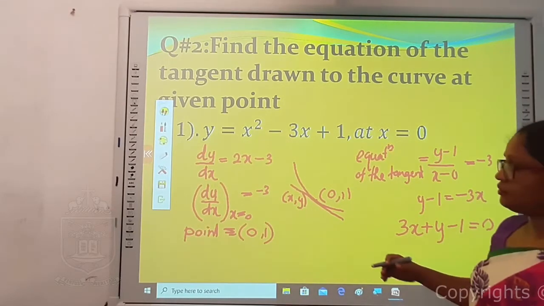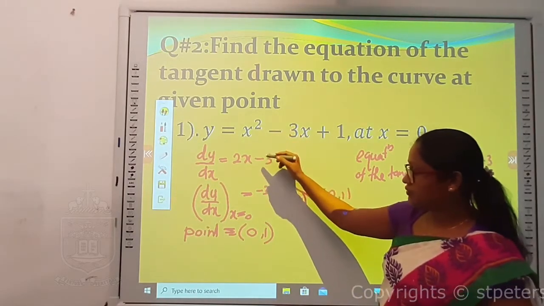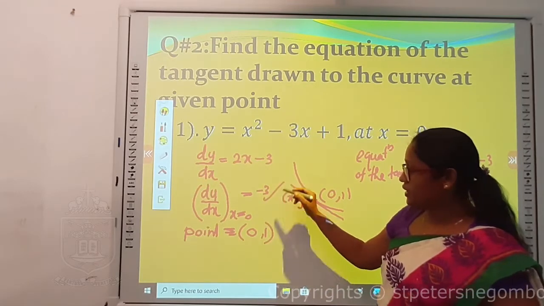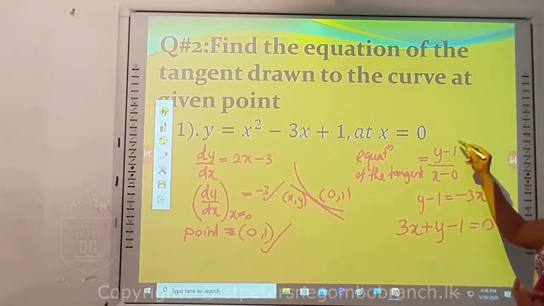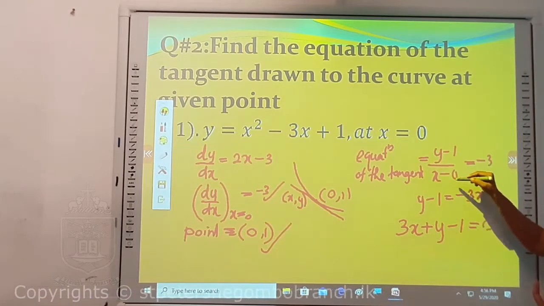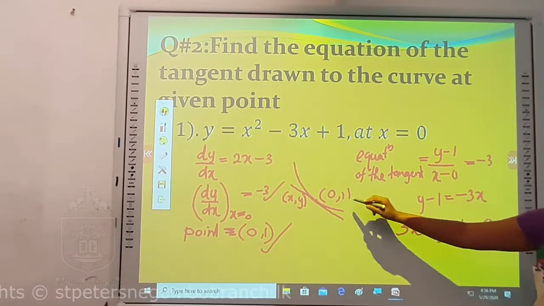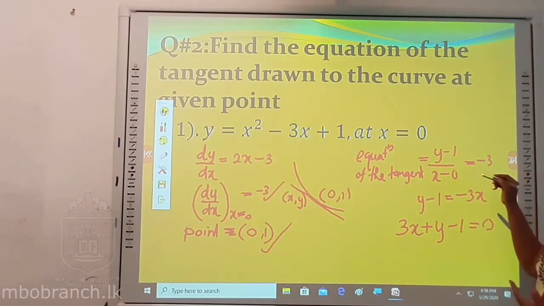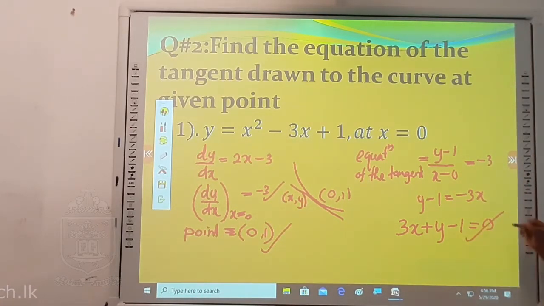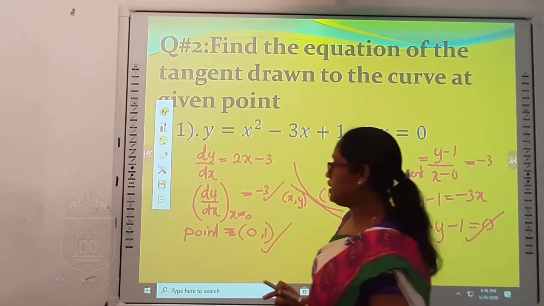So what we have found: first, by differentiating, we found the gradient, right? And then we found the particular point, and after that, using the straight line theory, I have written the gradient using these 2 points, and then that can be equated to the gradient we found. So this is the equation of the tangent drawn to the curve, right? We'll move to the next question.